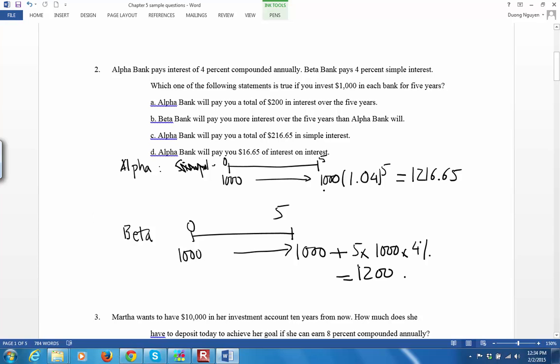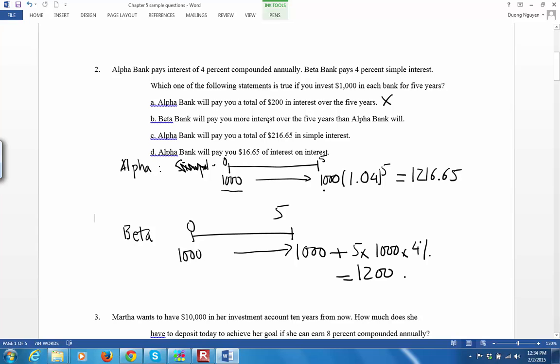Now let's take a look at A. Alpha Bank will pay you a total of $200 interest over 5 years. Obviously it's not true, because over 5 years the total interest is $216.65. So this is not correct for Alpha Bank, because you invest $1,000 today, after 5 years you get $1,216.65, so the total interest would be $216.65. So A is not correct.